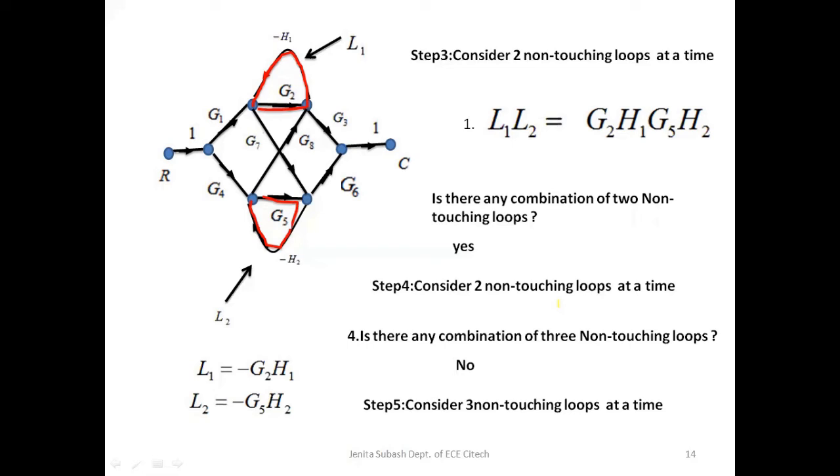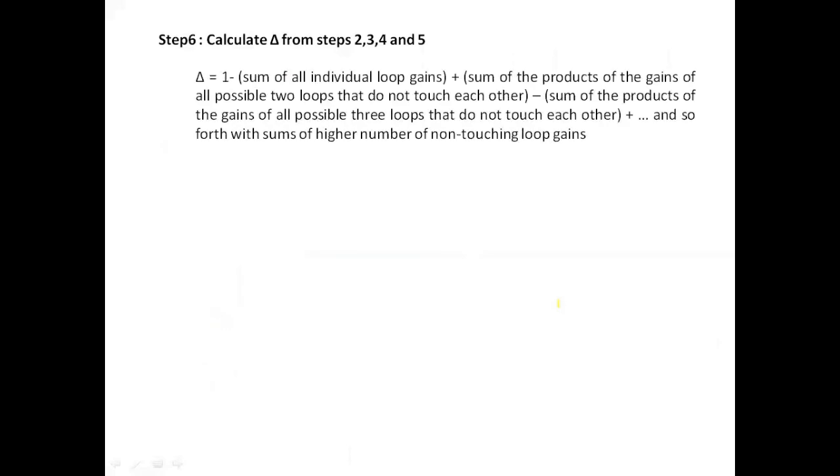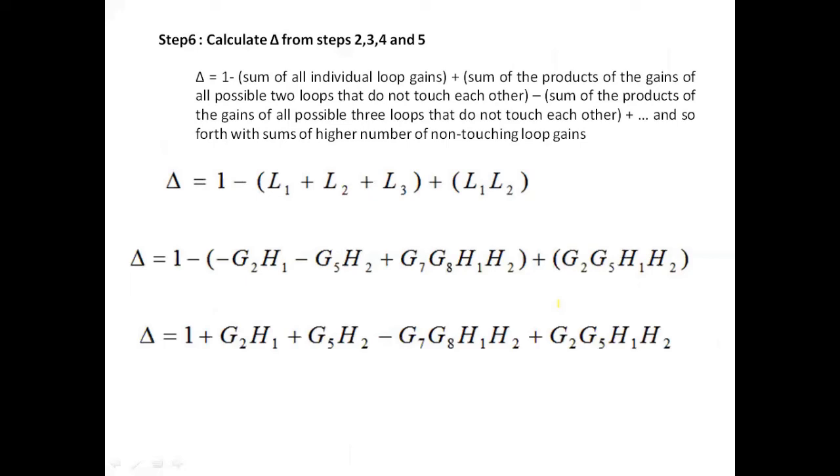So we can move on to the next step, that is to calculate the value of delta from all the previous steps, where delta is equal to 1 minus the sum of all individual loop gains plus the sum of products of gains of all possible two non-touching loops minus the product of gains of all possible three non-touching loops, and so on. So delta here is given by 1 minus, as we have three individual loops, L1 plus L2 plus L3, plus, we have only one combination of two non-touching loops, so we write the product of it, L1 L2. So substitute all the previous values of L1, L2, L3 and find the value of delta.